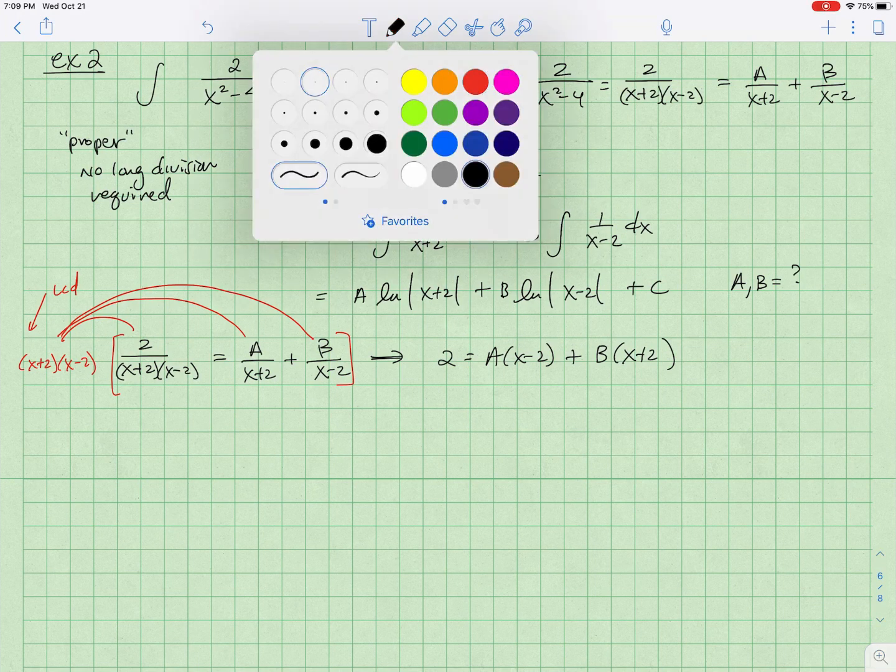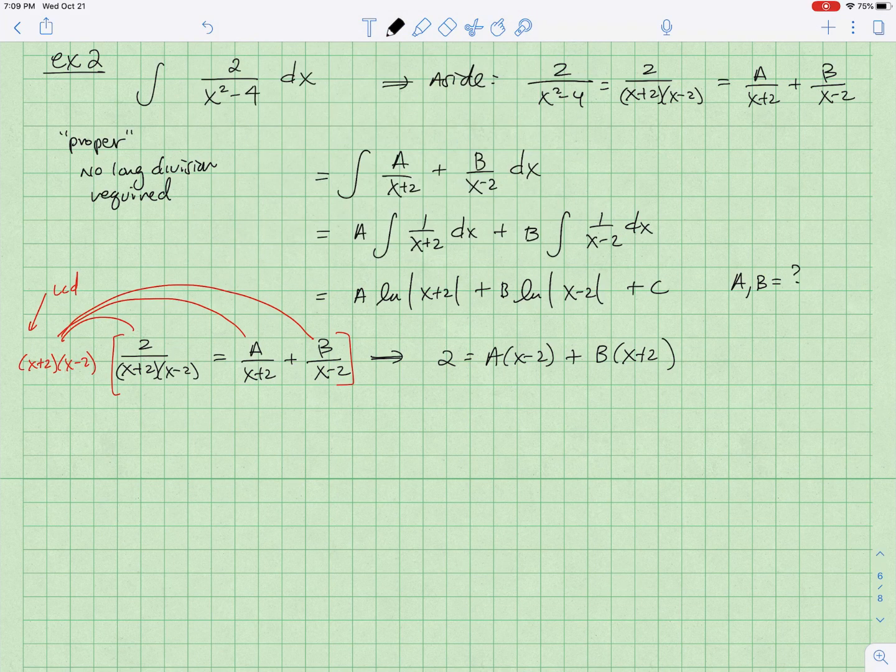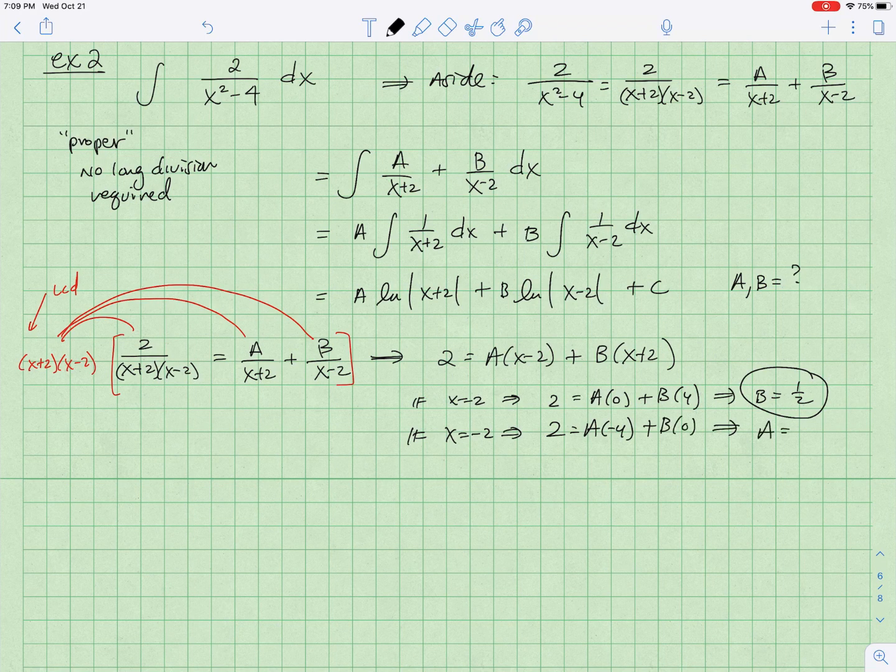In either case, we can use the cover-up method here. If x is 2, we get 2 is equal to a times 0 plus b times 4, in which case b is equal to a half. And if x equals negative 2, then 2 is equal to a times negative 4 plus b times 0, which says that a is negative 1/2.